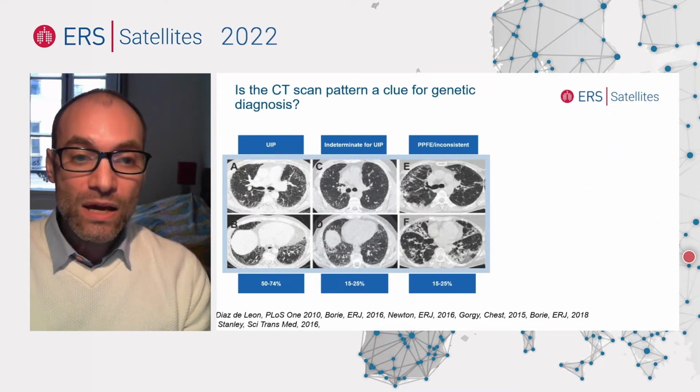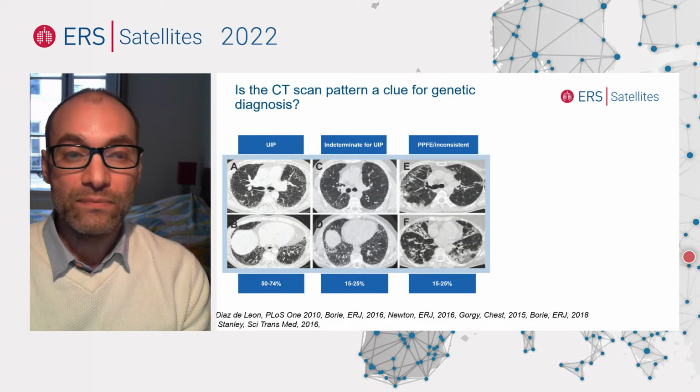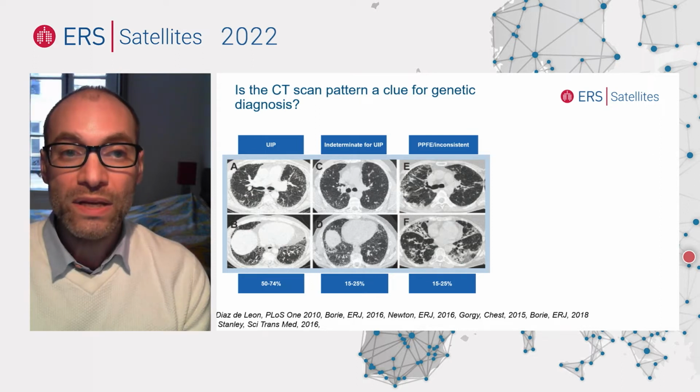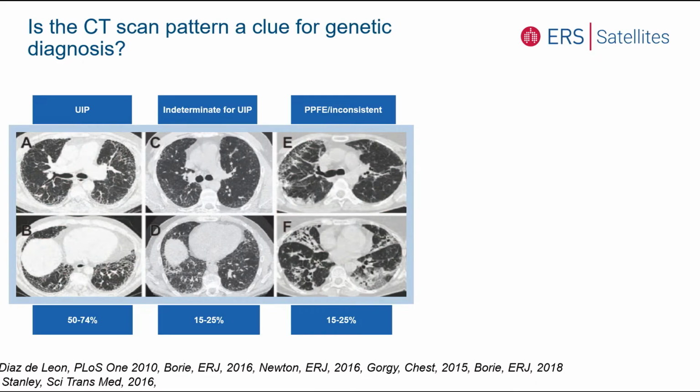Is the CT scan a clue for the genetic diagnosis? In other words, should we discuss genetic analysis in every patient according to the pattern of the CT scan we usually discuss in our multidisciplinary discussion? For most of the patients, no. Most of the patients will present with UIP, typical, probable, possible UIP, or undetermined for UIP for the new classification, about 80% of the patients.